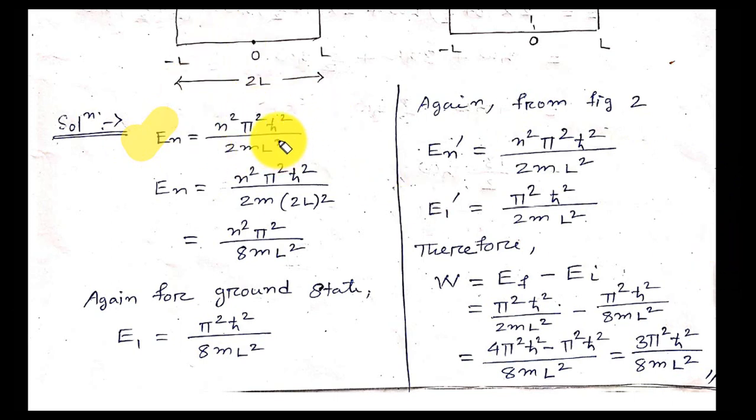So here, E n is equal to n squared pi squared h-bar squared by 2 m, and here the length is twice L, so (2L) whole squared. That gives n squared pi squared h-bar squared by 8 m L squared. Now the ground state energy, E1, is equal to pi squared h-bar squared by 8 m L squared. This is the ground state energy in this box.